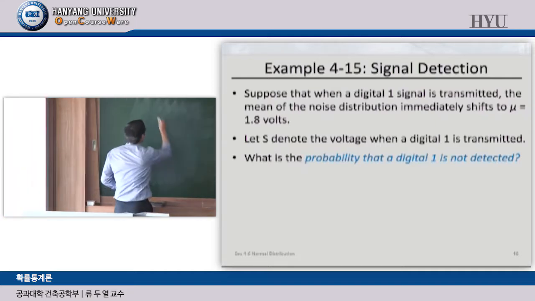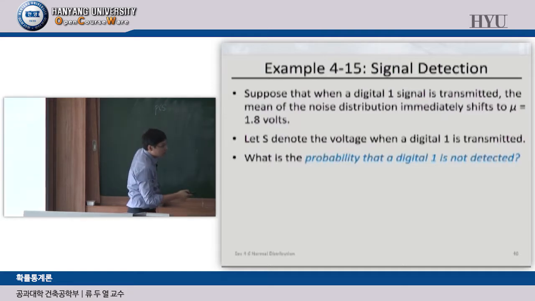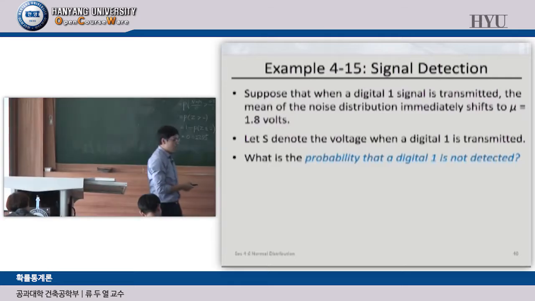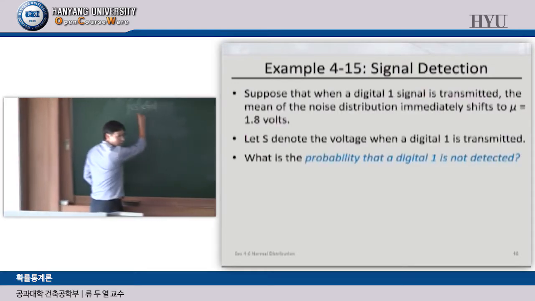And what is the probability that the digital 1 is not detected? In this case, the probability of S should be smaller than 0.9, right? Why? Because we have to find the probability that the digital 1 is not detected, which means that the noise distribution should be smaller than 0.9. So we have to calculate this.